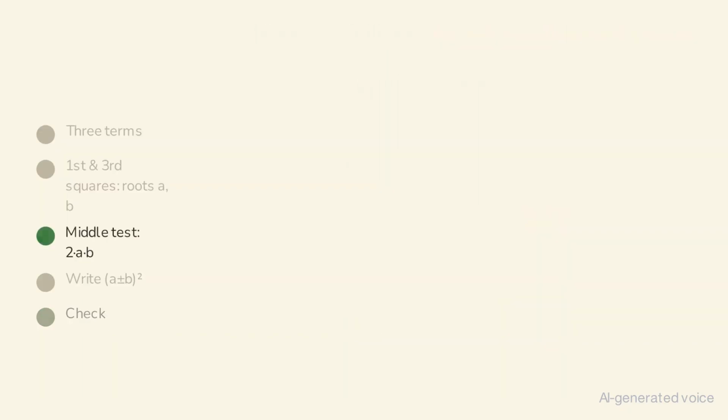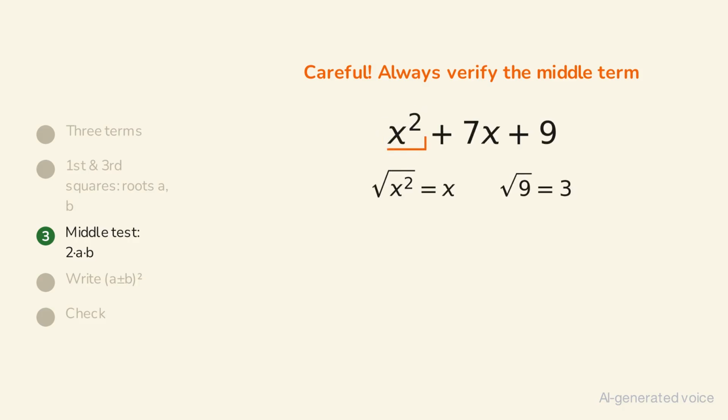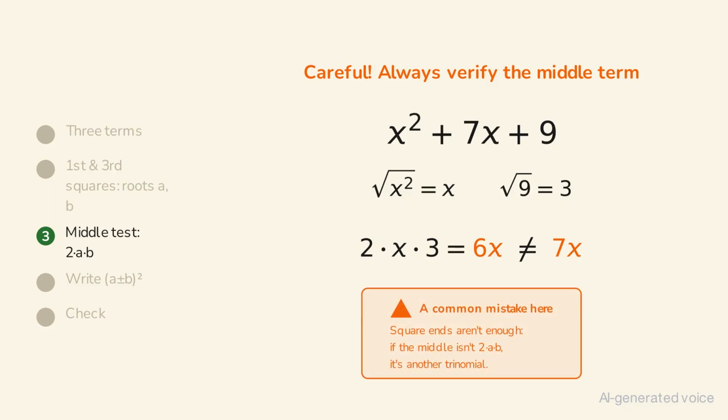But watch out for a very common mistake. Not every trinomial with square ends is a perfect square. You must verify the middle. Look at this, x squared plus 7x plus 9. The first and last are squares, their roots are x and 3. But the middle test gives 2 times x times 3, that is 6x, and the middle term is 7x. 6x is not equal to 7x, so it doesn't pass. This is not a perfect square. It's a different kind of trinomial, and it factors differently.